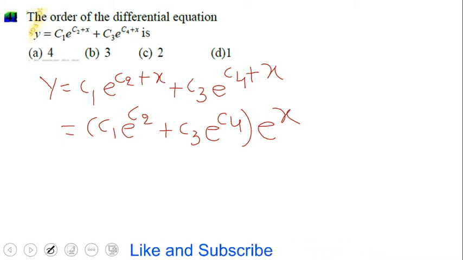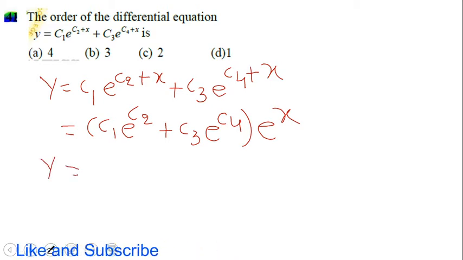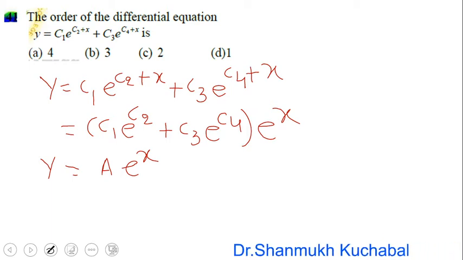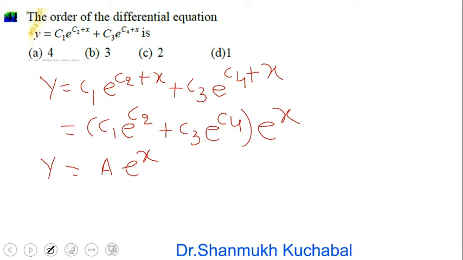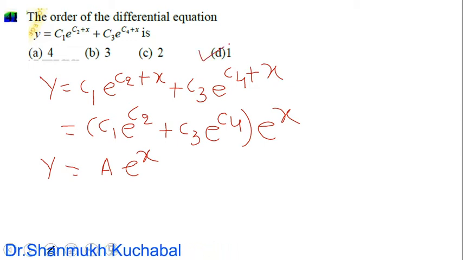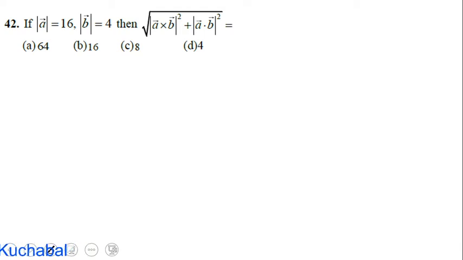It is a constant. We replace it by one more arbitrary constant a, and e raised to x we will take. So we observe that the order of the differential equation is 1, because the arbitrary constant in the general equation is 1 here. There is only one arbitrary constant. So clearly option D, 1, is the right answer here. Okay, we'll move to our next example.